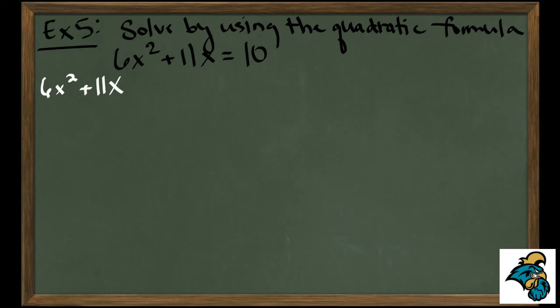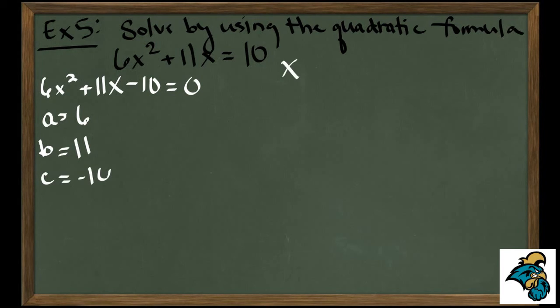First, I need to get this in the correct form. I need it to equal 0, so I'm going to change it to 6x squared plus 11x. I'm going to subtract 10 from both sides, so that gives me minus 10 is equal to 0. Now, that means that my a, the coefficient in front of x squared, is 6, my b is 11, and my c is negative 10.